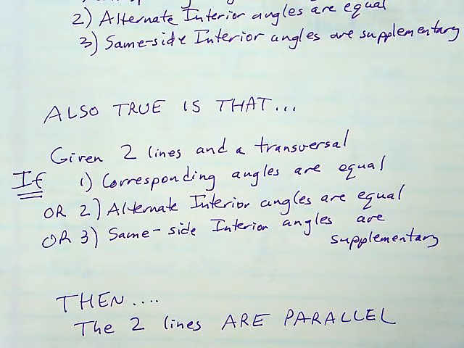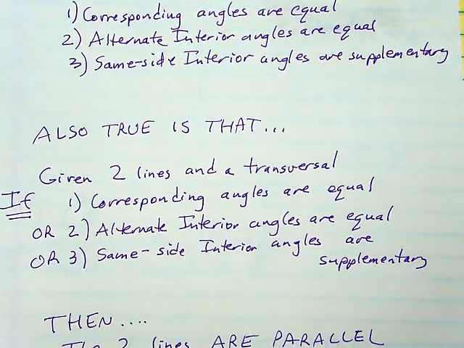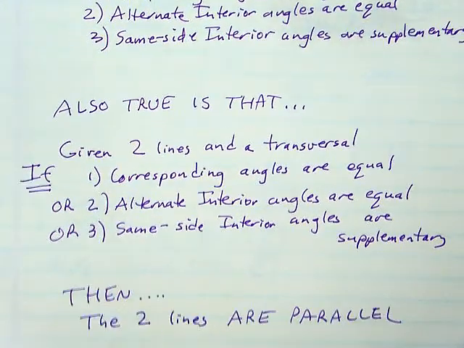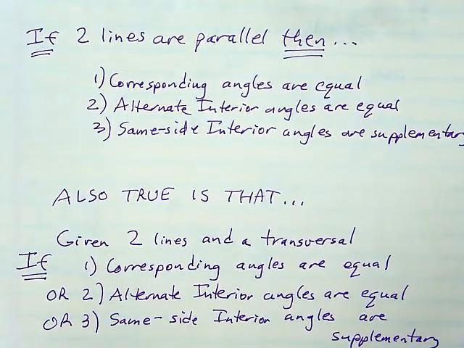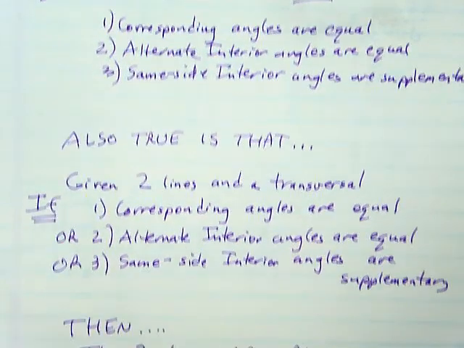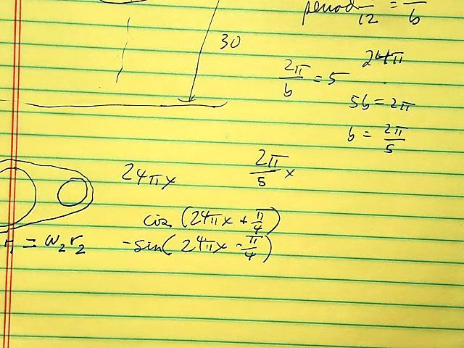We can say that alternate interior angles are equal if and only if the two lines are parallel, and same-side interior angles are supplementary if and only if the two lines are parallel. So one way to go about proving two lines parallel is to prove that either corresponding angles are equal, alternate interior angles are equal, or same-side interior angles are supplementary. If you prove any of these three things, you can conclude that the two lines that are cut by the transversal are parallel. Let's see some examples of that remarkable fact.